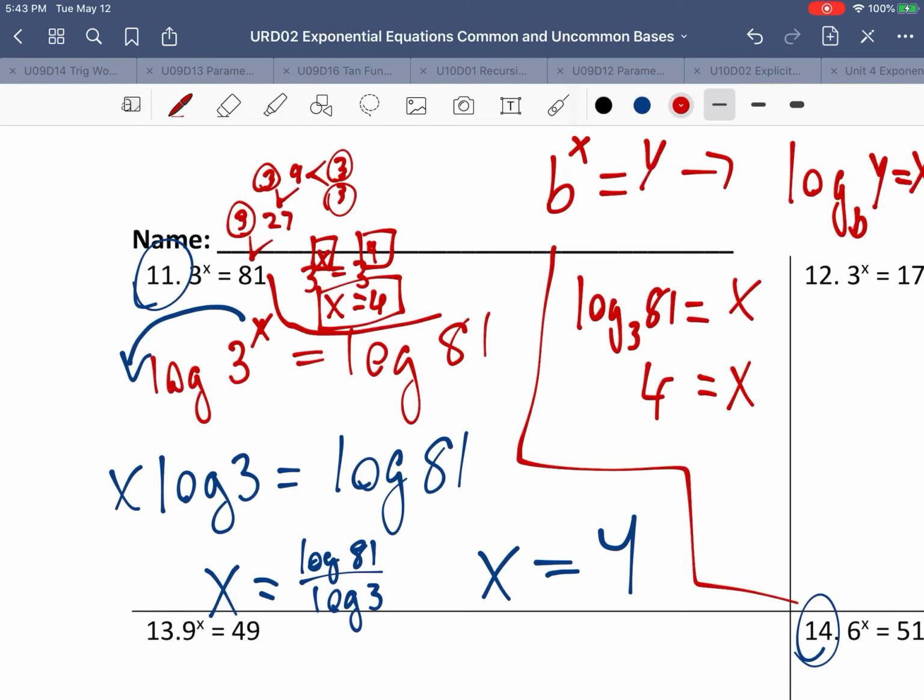So we just did this problem in 3 different ways. One way is common base. One way is log on both sides. And one way is logarithmic form. Any of these would work.